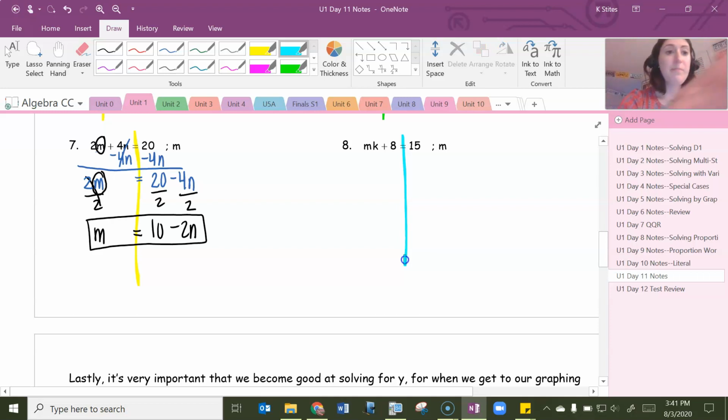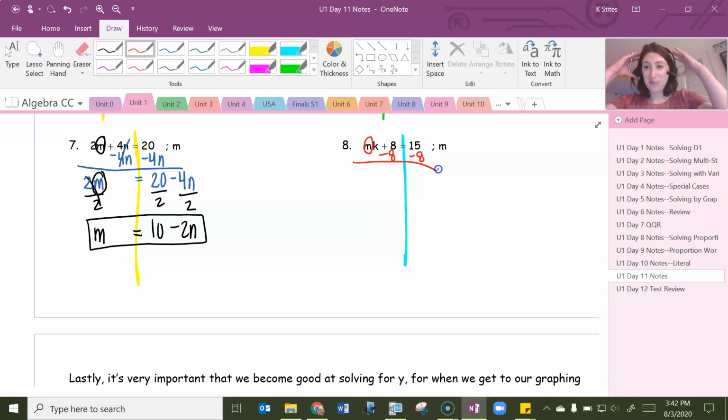We're solving for m. This one has a number in it. What? It's incredible. So again, addition and subtraction, undo those first. So let's subtract our 8. 15 and 8 are both numbers. So guess what? You can actually subtract them. 15 minus 8 is 7.